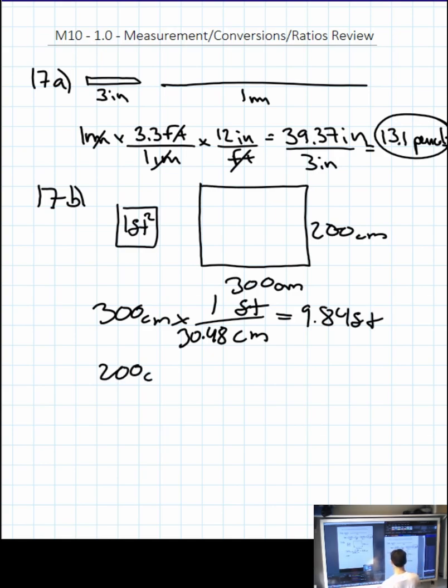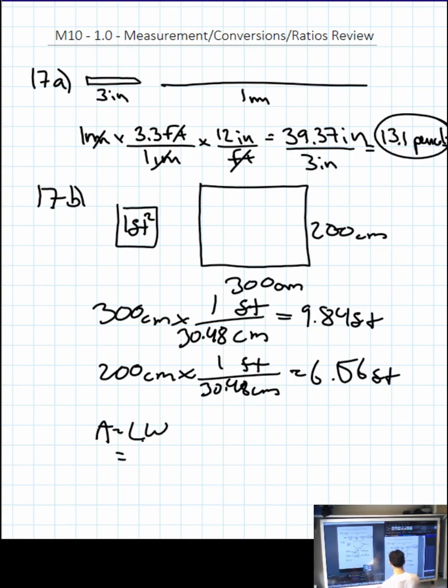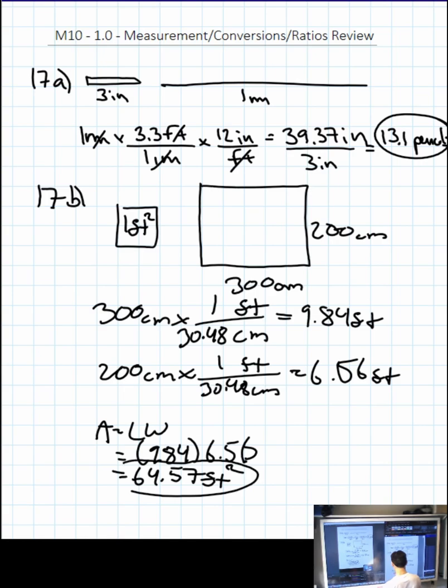Then we can take 200 centimeters and times it by the same conversion factor, 1 foot over 30.48 centimeters. And we will get 6.56 feet. We can then write A equals LW, and we can multiply our length, 9.84, by our width, 6.56, and we get an area of 64.57 feet squared, meaning that is our final answer, and we can fit 64.57 of those little square tiles to floor our room.